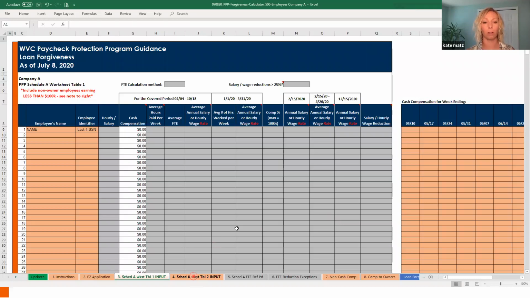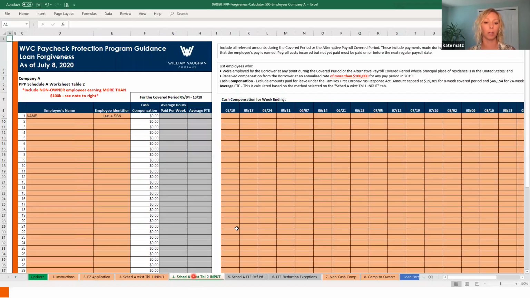Tab 4 then is where you would input employees who made more than $100,000 in 2019. So once again, Company A has no employees, so we'll keep moving. Tab 5 and 6, we get to skip right over. They're gray, telling us we don't need to do anything there. We'll move over to 7 then.